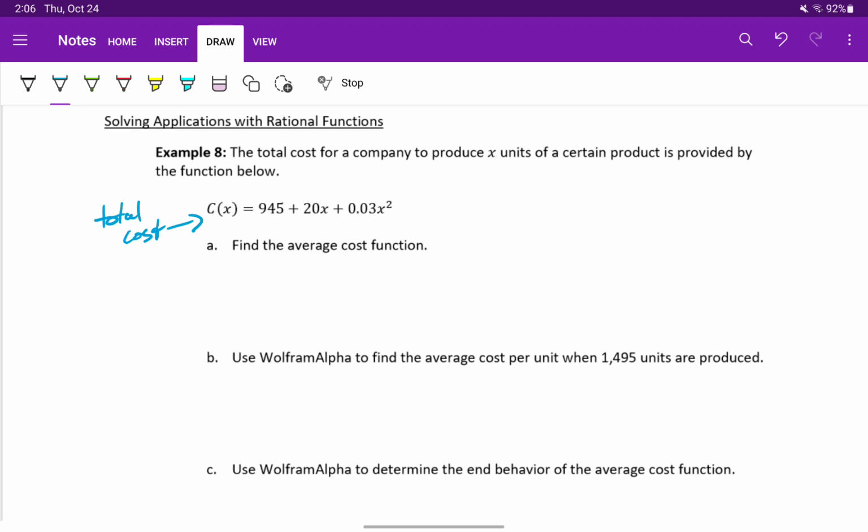In part A, what we want to find is the average cost function. What the average cost function does is, for that same value, say 100, it tells us if we're producing 100 units, the average cost to produce each item. So no longer the total cost, but on average the cost per item. We refer to this as C bar of X.